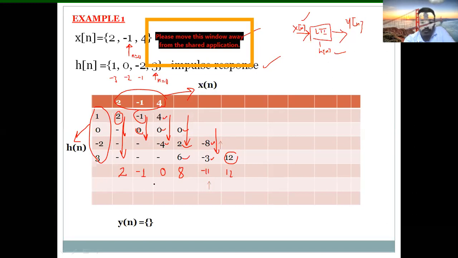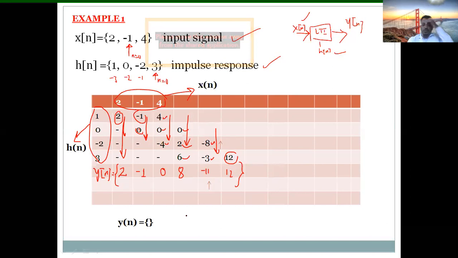Okay, so this is our output. We'll do many examples until it is clear for you. So this is our output: 2, -1, 0, 8, -11, and 12.